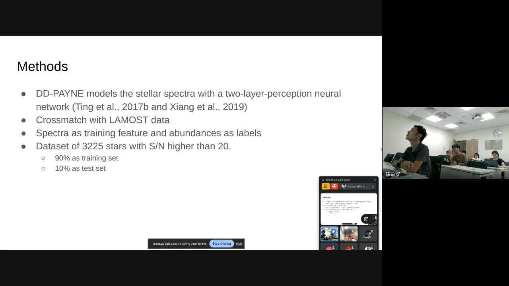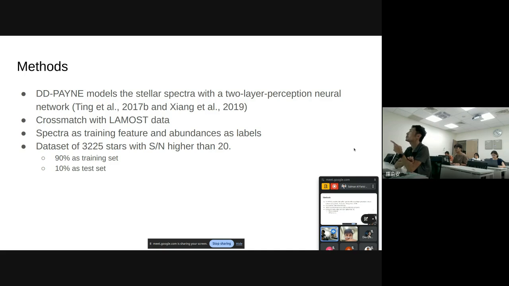After matching with LAMOST, it has around 3,000 stars with signal to noise ratio higher than 20. So we use 90% as the training set and 10% as the test set.